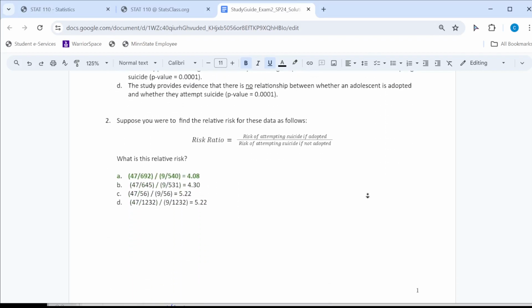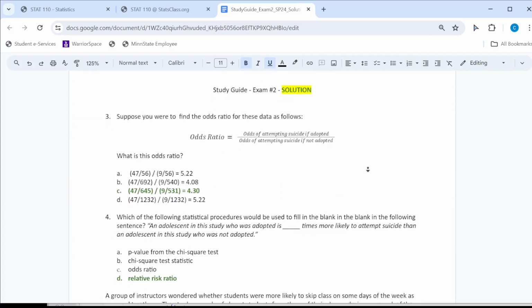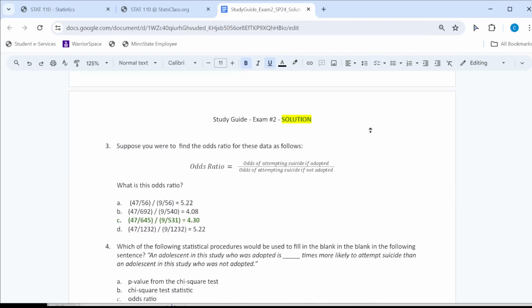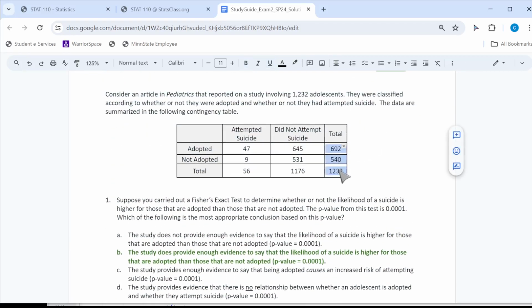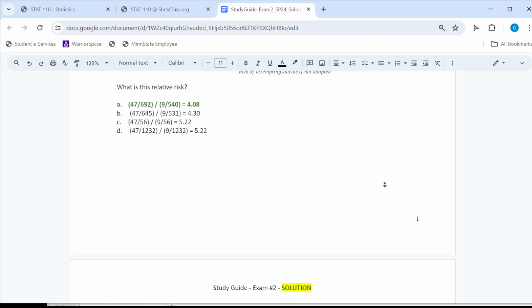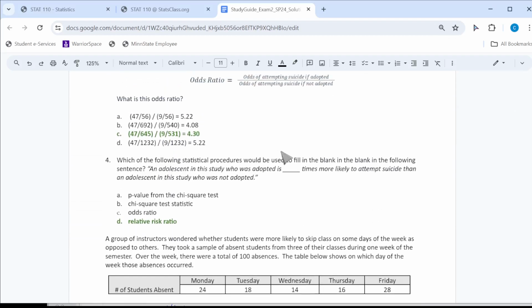Okay, when we do odds ratios now, odds ratios do not use the totals. So when you're looking at odds ratios, it does not use these numbers, nor do odds use these numbers. It is a straight up comparison of the numbers that we have provided here. So an odds calculation is going to be 47 divided by 645, and then 9 divided by 539. So that is going to be C. There is our answer for that one.